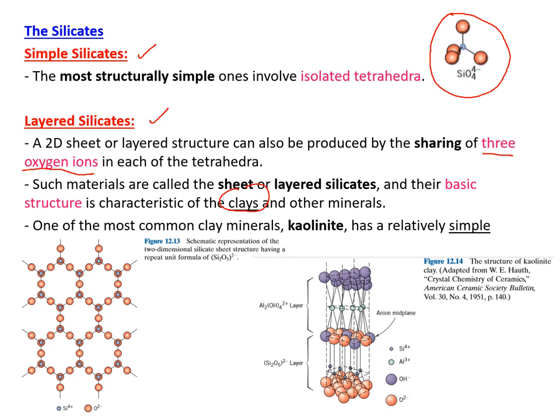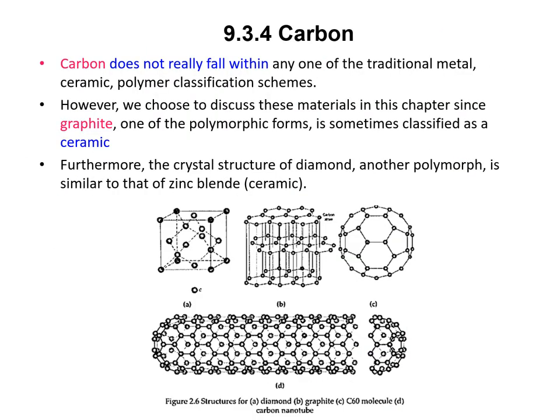One of the most common clay materials is kaolinite, and the structure is shown in Figure 12.14. The last one is carbon. Although carbon does not really fall within any one of the traditional metal, ceramic, or polymer classification schemes, we choose to discuss this material in this chapter since graphite, one of the polymorphic forms, is sometimes classified as ceramics. Furthermore, the crystal structure of diamond, which is another polymorph of carbon, is similar to that of zinc blende.